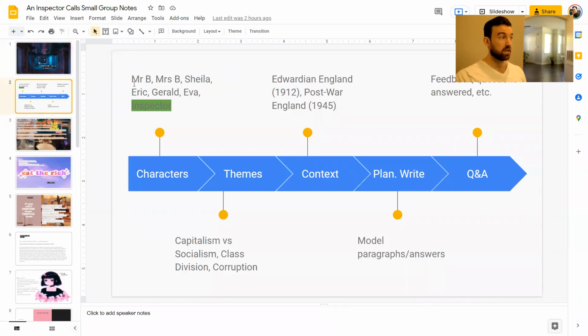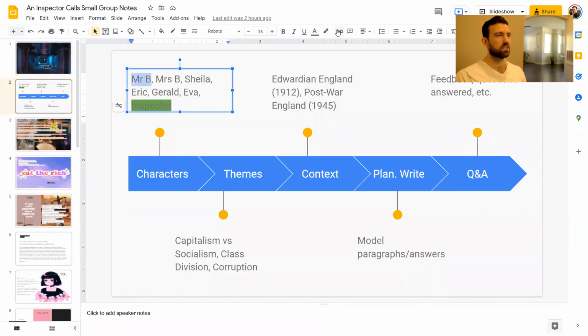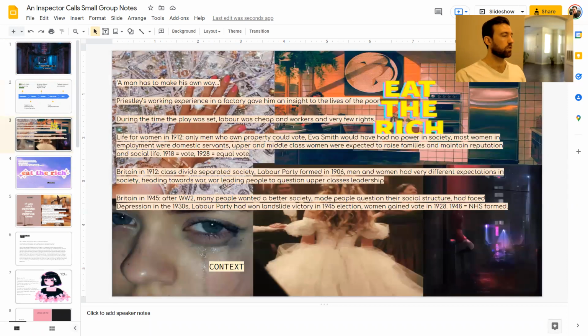We did the inspector. This week we're going to be covering Mr. B, as in Mr. Birling, and thinking about him as a character. Throughout this series, we're also going to be going through some themes, some context, as I said, some model paragraphs. And if you have any feedback, any comments, feel free to put them in the video comments or on the Discord if you're part of that.